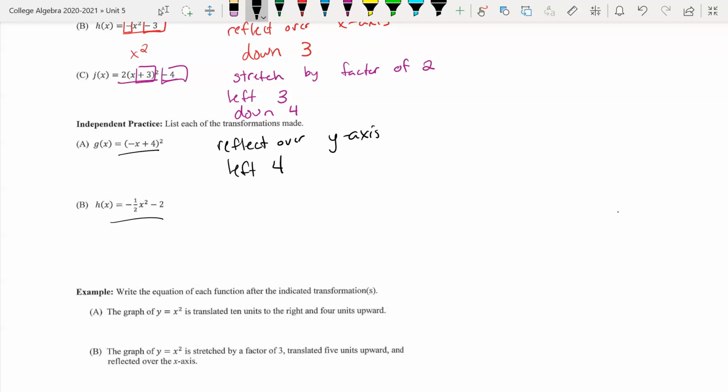Hopefully on this one you're saying reflect over the y, go left 4. On part B, so on this one I really want you to be careful. The negative is separate from the 1/2. The negative means reflect over the x-axis. The 1/2 means compression. So you got to make sure you recognize that, keep that separate. Minus 2 means down 2.